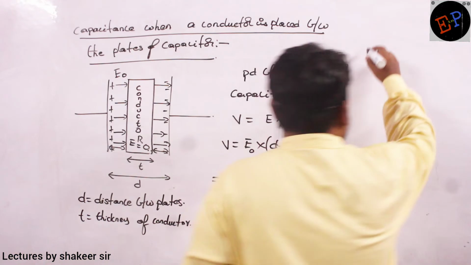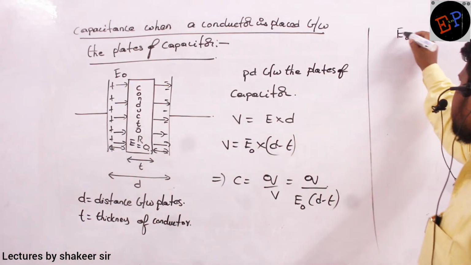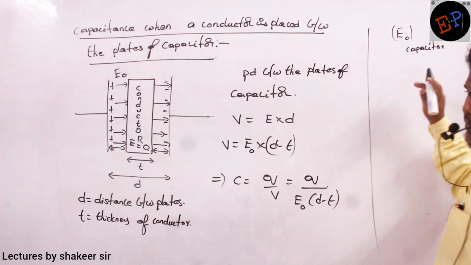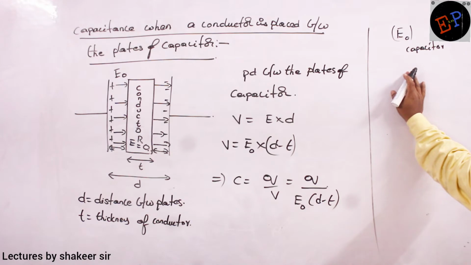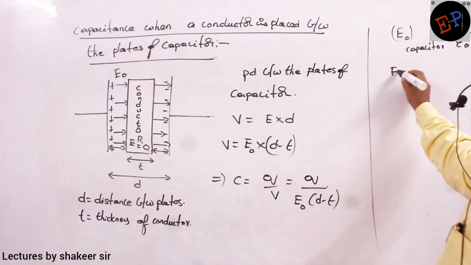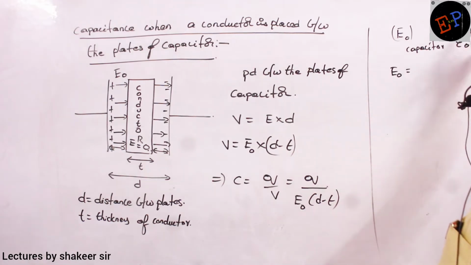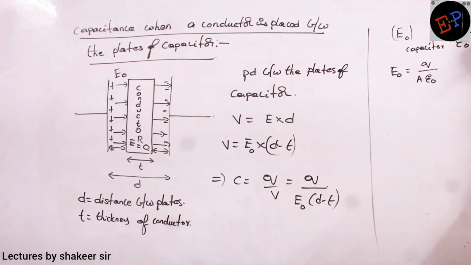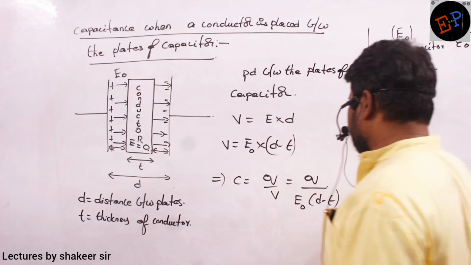Okay. Now electric field between the plates of the capacitor. What is the formula? Do you remember? Electric field in between the plates of the capacitor is sigma by epsilon naught. Sigma is Q by A, no? So Q by A into epsilon naught. What is sigma? Surface charge density, which is nothing but charge per unit area. Understood, no? So now take this value and substitute here.